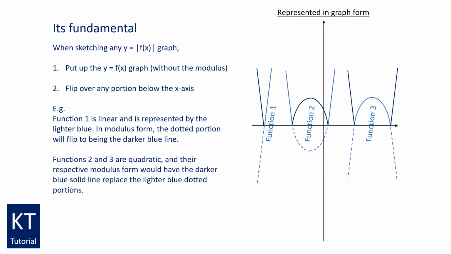When sketching any y equals modulus function graph, plot the y equals f(x) graph without the modulus. Then flip over any portion below the x-axis. The graph on the right shows three examples where function 1 is linear and is represented by the lighter blue. In modulus form, the dotted portion will flip to being the darker blue line. Functions 2 and 3 are quadratic, and their respective modulus form would have the darker blue solid line replace the lighter blue dotted portions.